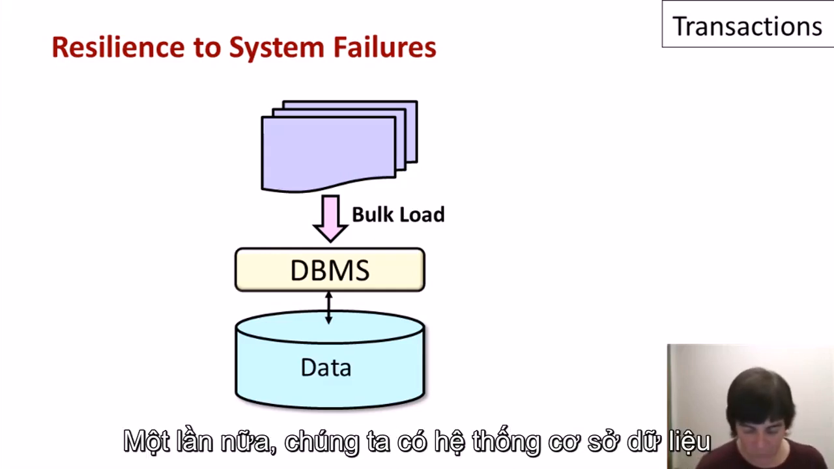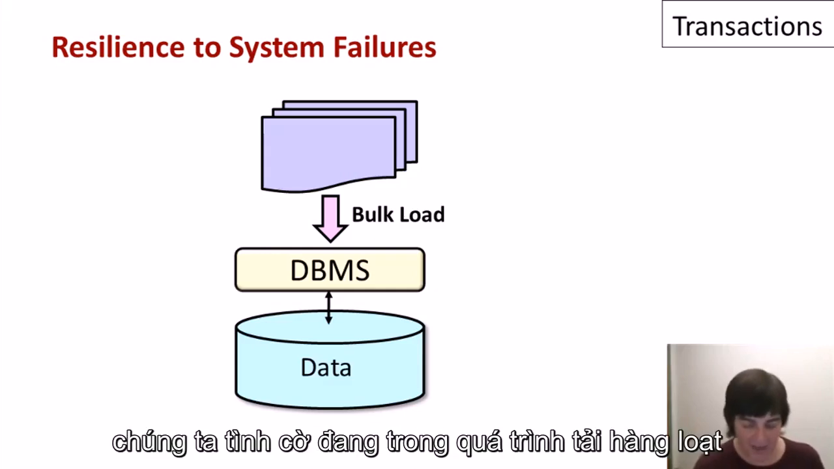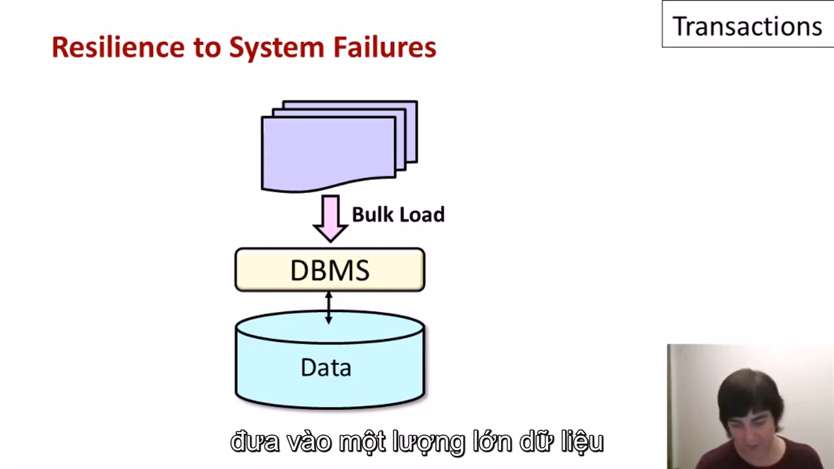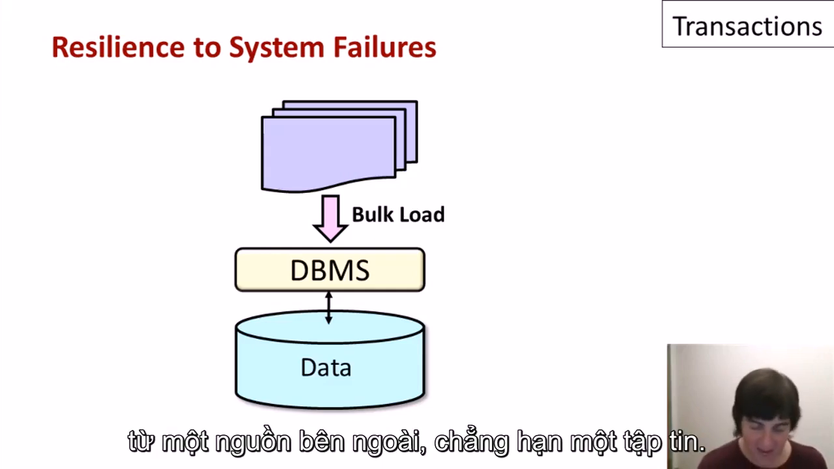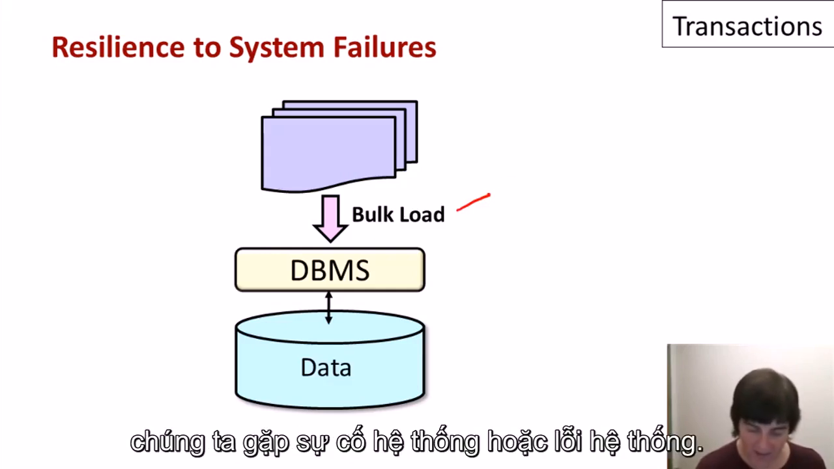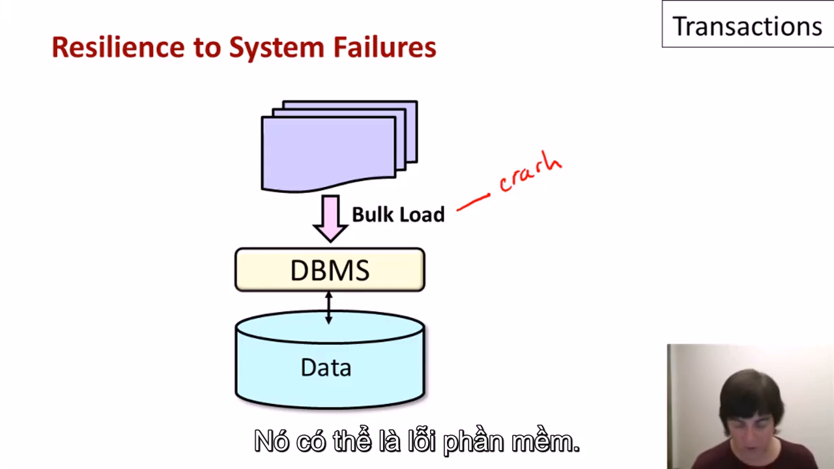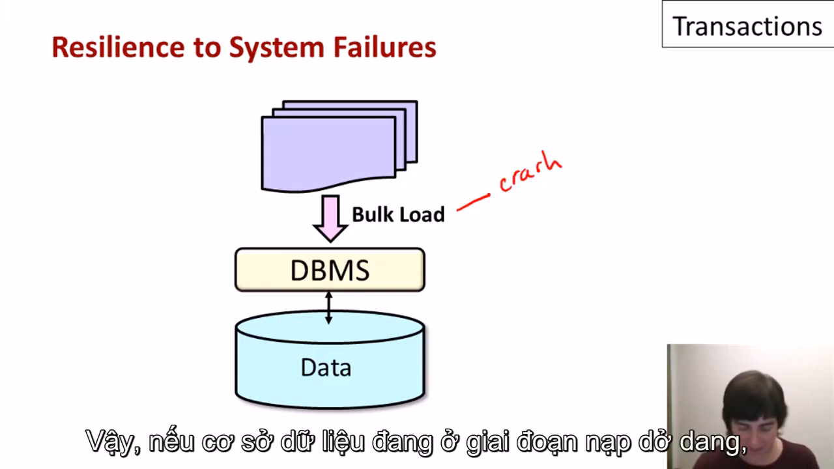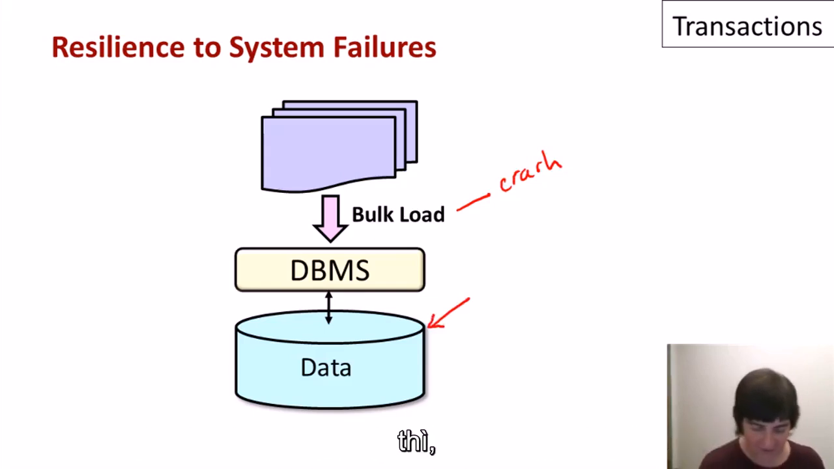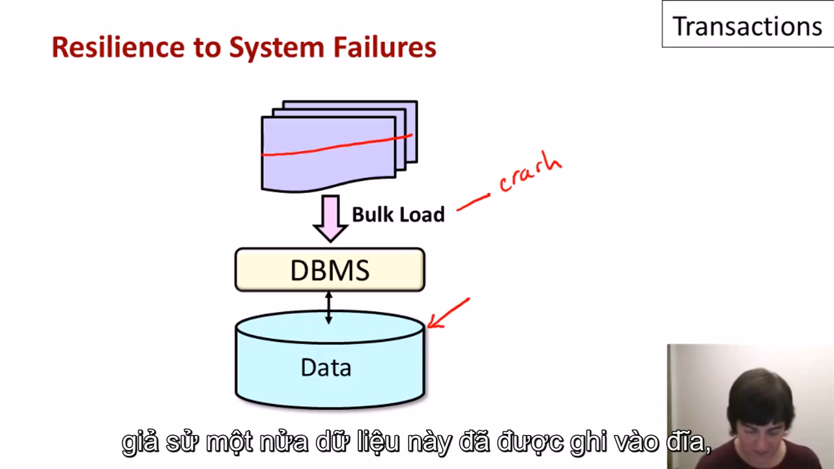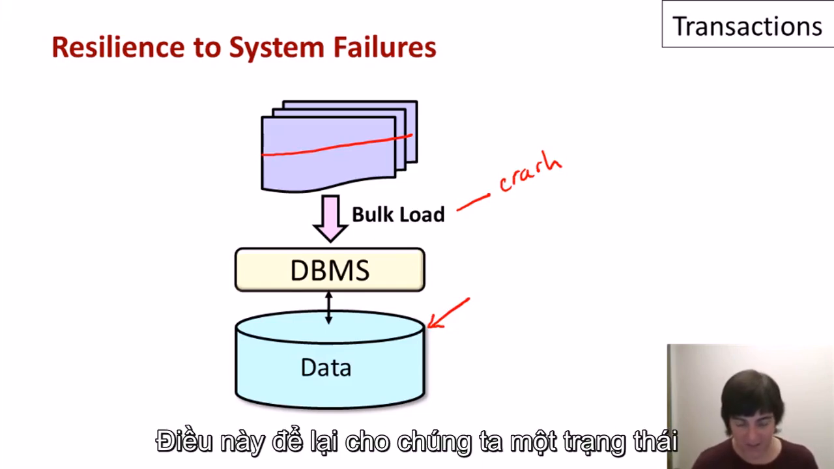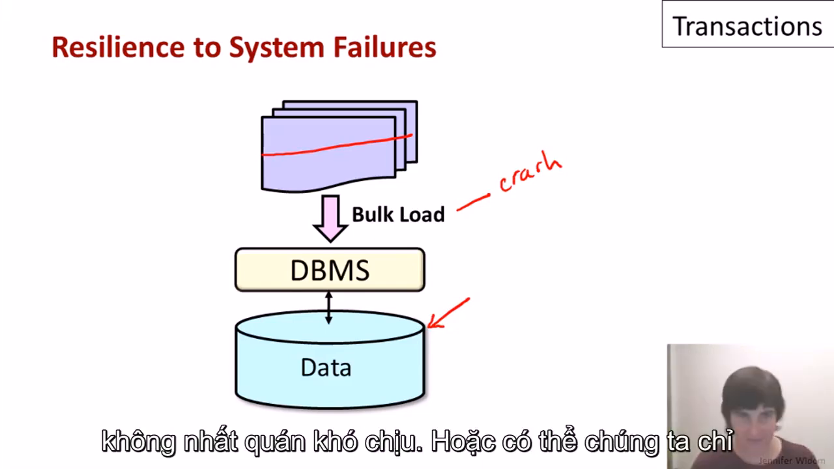Again, we have our database system working with the data on disk, and let's suppose we just happen to be in the process of bulk loading our database, maybe bringing in a large amount of data from an external source, say a set of files, and right in the middle of that bulk load we have a system crash or a system failure. Could be a software failure, could be a hardware failure, it could be as simple as the power going out. So if the database is at that point half loaded, so let's say half of this data has made its way to disk and the other half hasn't, what happens when the system comes back up? That leaves us in a rather unpleasant, inconsistent state.